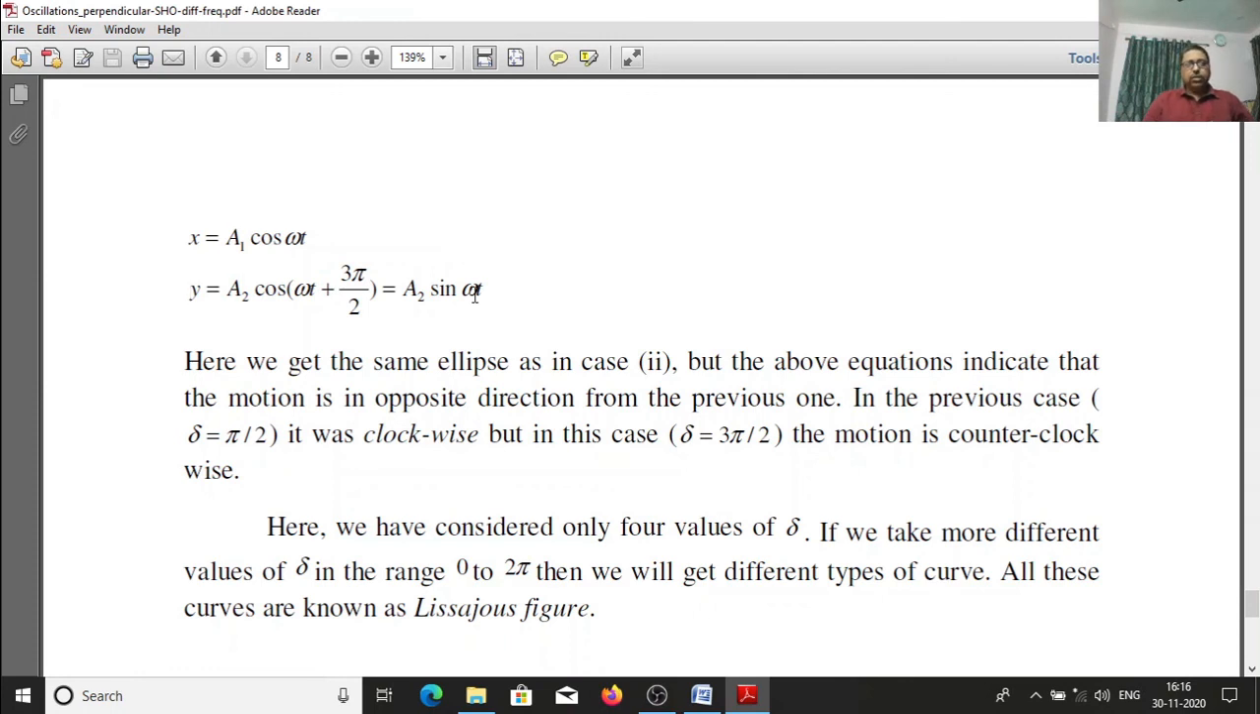Here we have considered only 4 values of delta: 0, pi by 2, pi, 3 pi by 2. If we take more different values of delta in the range 0 to 2 pi, then we will get different types of curves, and all these curves are known as Lissajous figures.